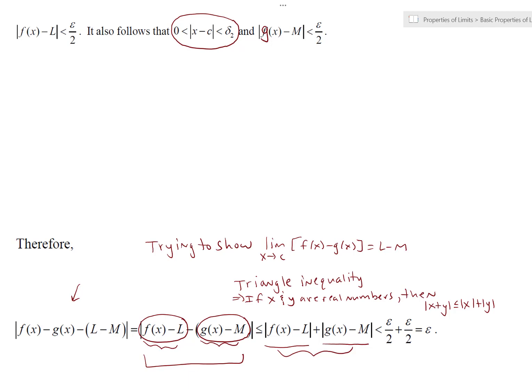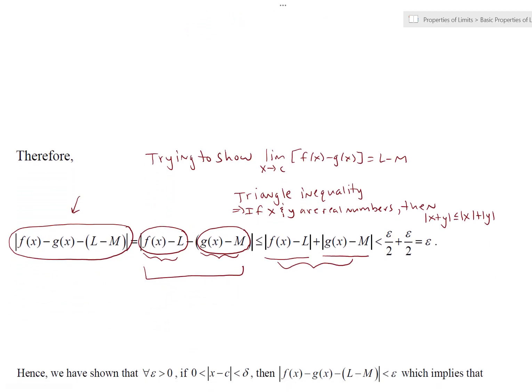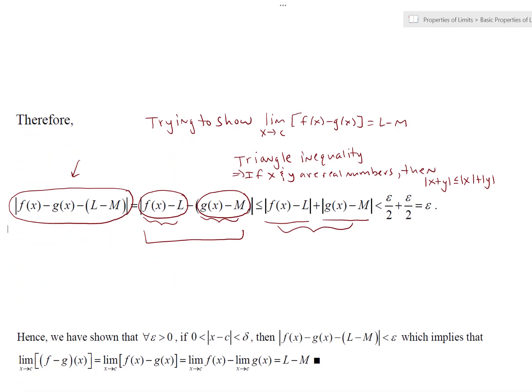Hence, by picking our delta appropriately, we get that this entire quantity on the left here that I'm circling, f of x minus g of x minus the quantity L minus M, is less than epsilon. Hence, what do we show? No matter which epsilon we pick, for all positive epsilon, if we have that the magnitude of x minus c is less than delta, which is assumed to be the minimum of delta 1 and delta 2, some positive delta, then f of x minus g of x minus the quantity L minus M is going to be less than epsilon in magnitude, which tells us that we have now proven the property.